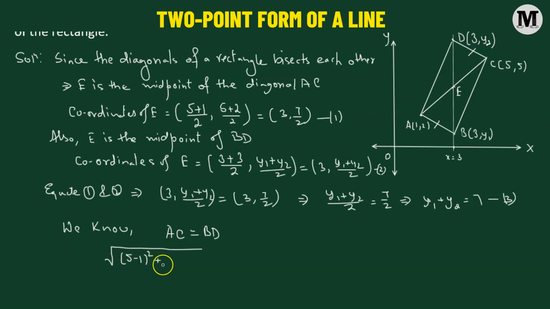We square it and then add it to the difference of the y coordinate. So that's going to be 5 minus 2. And then we square that value as well. Similarly, we can use the distance formula to find out the length of BD. So BD is going to be the difference of the x coordinate. So that's 3 minus 3 squared added to the difference of the y coordinates. So that's y1 minus y2 whole squared.